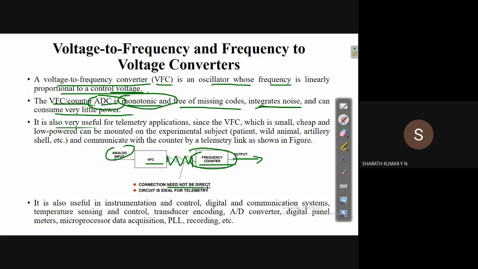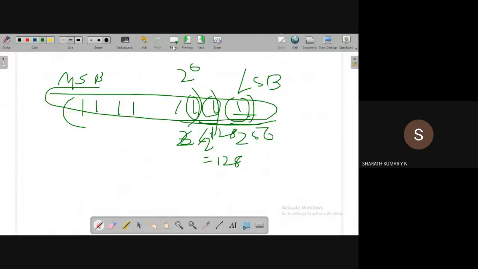Okay, so the connection need not be direct. Connection need not be direct means it can be using Wi-Fi also, I mean a wireless method. The connection need not be a wired method. It can be a wireless method also. That's also possible. The circuit is ideal for telemetry. Okay, so what is this frequency counter? Let us quickly understand that.